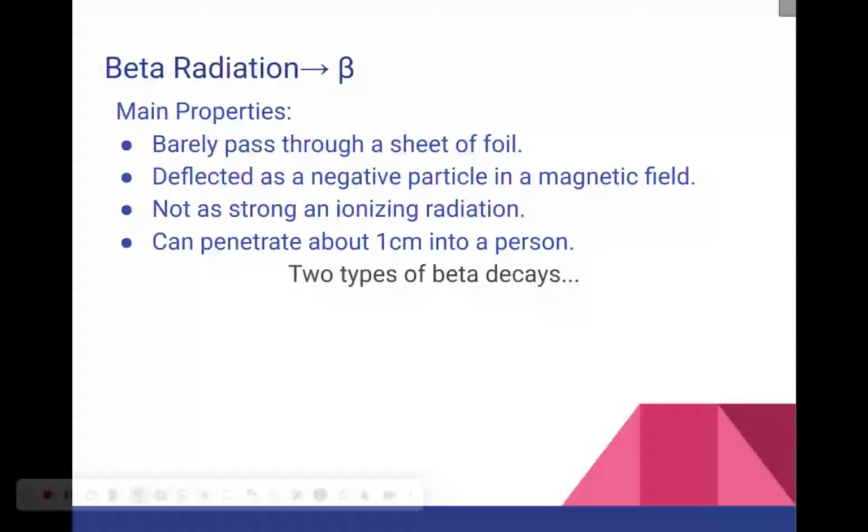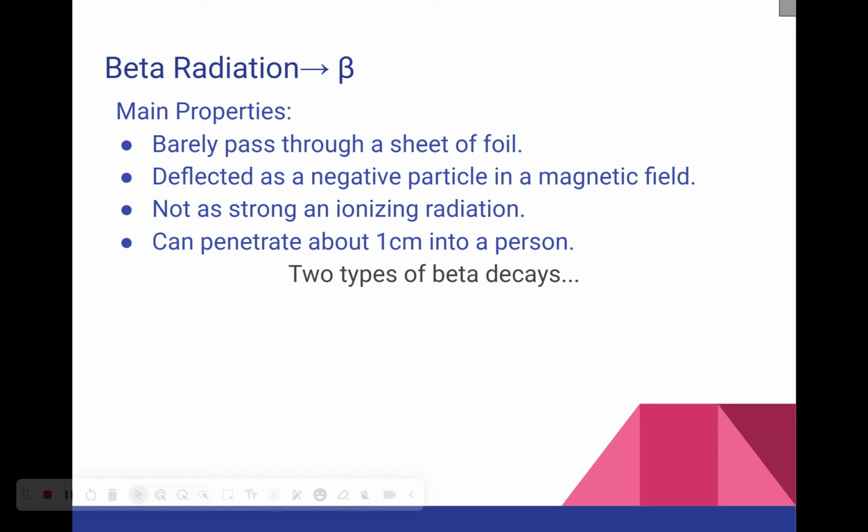So if I had a source of beta radiation in front of me, I could put maybe a couple sheets of aluminum foil on top of it, like the kind you buy at Safeway, and it will block the beta radiation. But it's got to be something pretty thick like that. And then we get our hint as to what it really must be, because we remember that beta particles are deflected as negative charges in magnetic fields. That's because they are really the most common negative particle that exists.